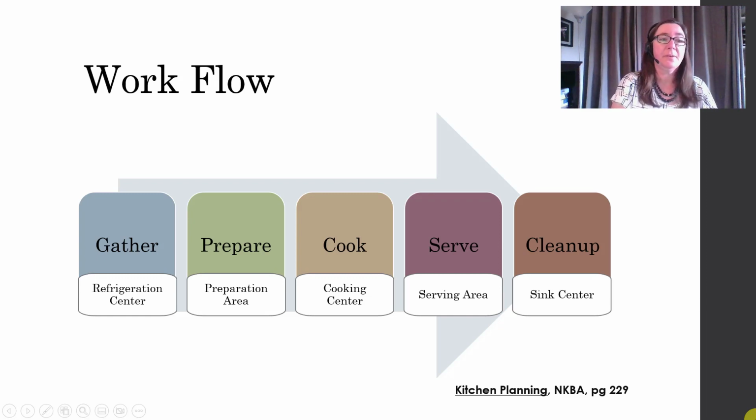You'd gather the materials from your refrigeration center. You'd move to the prep area, to the cooking center. Finally, you would serve the meal in your serving and dining area and move back to the sink center for the cleanup.